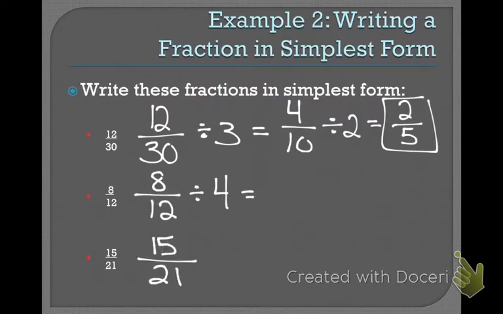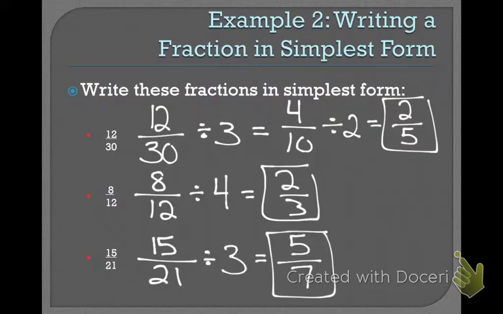Yeah, divide by 4. So if you divided by 2, you had to do 2 steps. You should have divided by 4. And 15 over 21, divided by 3.